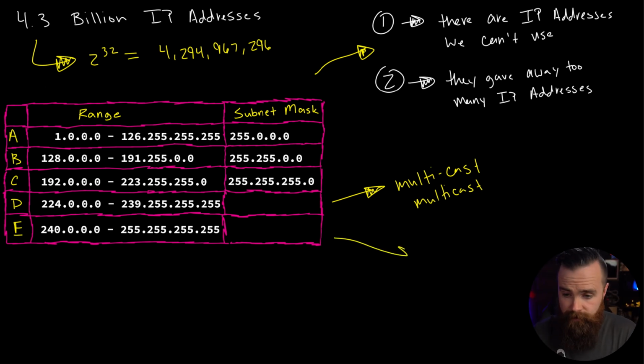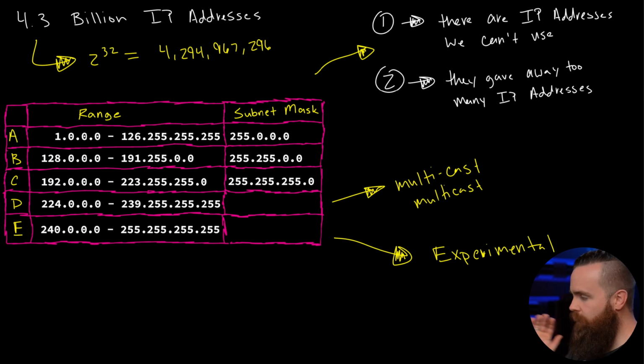And then Class E networks, these bad boys are mysterious. They are locked up in the Department of Mysteries, FBI, CIA, I don't know, they are experimental. So don't even think about touching those. Whew, you'll get in trouble. I'm just kidding, you can't touch them. They're untouchable. Anyways, so we can't use D and E.